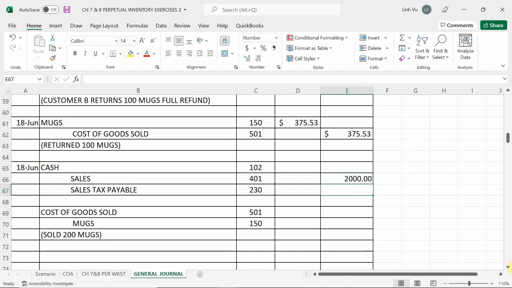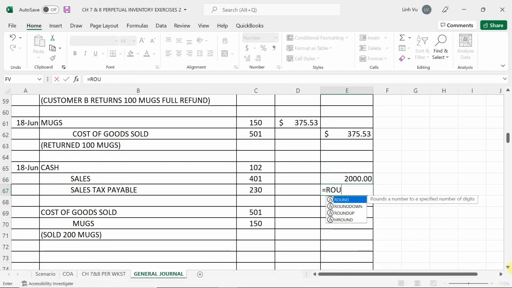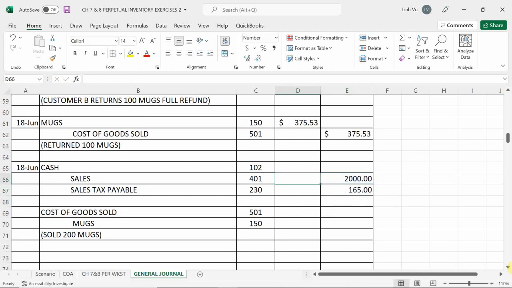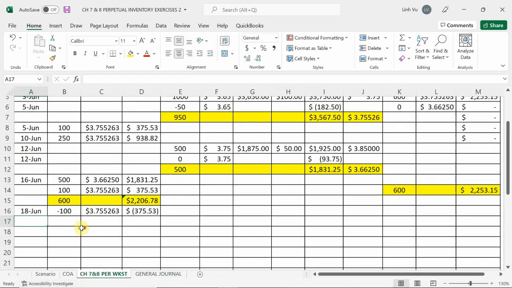If I sold 200 mugs at $10 each, what's my total sales? $2,000. What's my grand total amount of tax? $165. Giving us a grand total cash of $2,165. All right. And because we sold 200, we need to update our inventory accordingly.